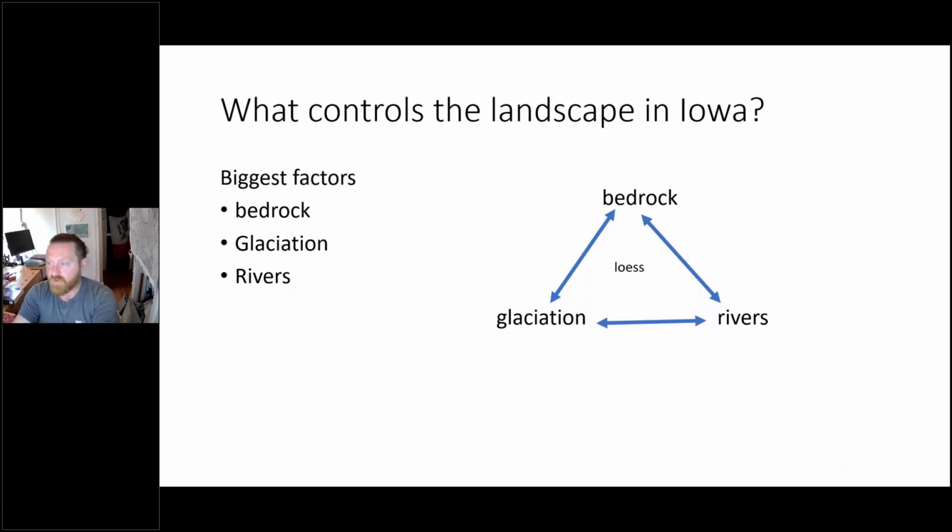So in Iowa, there's three real big players in how this state came to be. The first is bedrock, clearly because it's colloquially used. It's bedrock of everything. Well, where do you think that phrase came from? The bedrock is the foundation. That's what everything sits upon. And then there's interplay between bedrock and glaciation, ice advance, and then the subsequent rivers that form after that ice retreats. And those rivers are often put in place by glaciers because they're giant blocks of ice that melt.